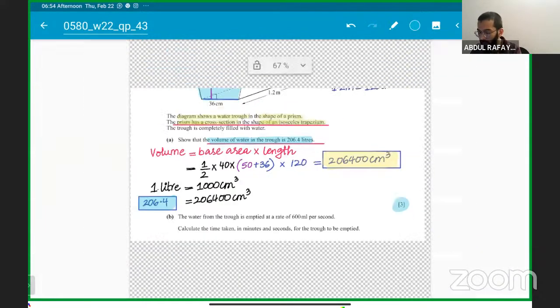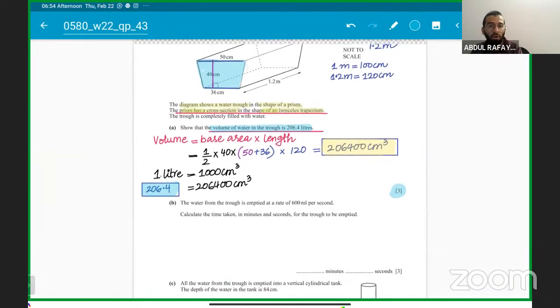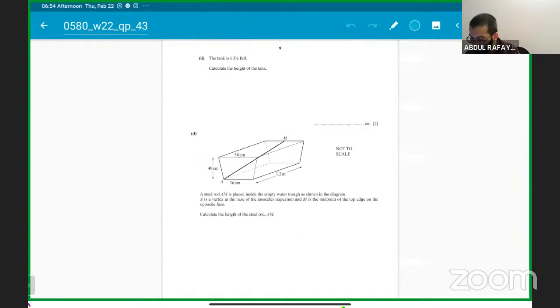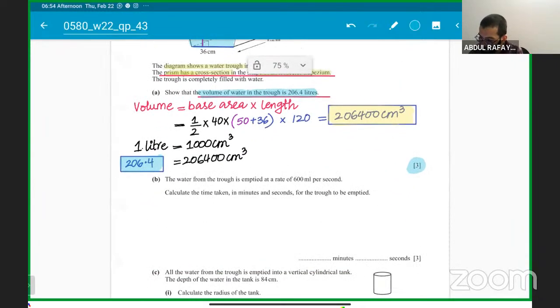Any doubts in part A, guys? Any doubts in part A? Come on, quickly let me know. Any doubts in part A or not? The next thing is simple, very easy.